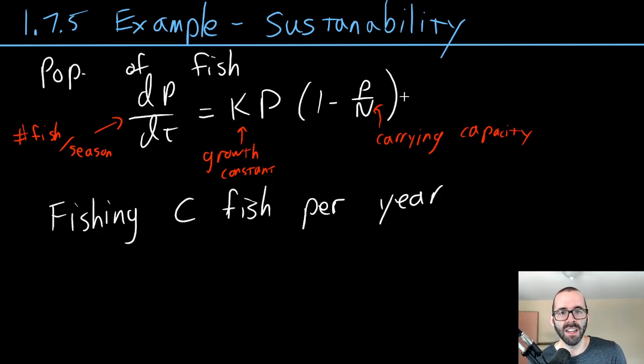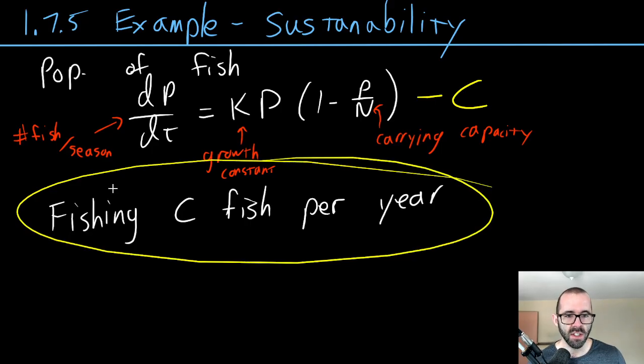Well, it's just going to be the exact same thing. We're just changing the derivative a little bit. The derivative will be exactly what it was before, but we're also losing C fish to fishing every year. And this is why modeling is so cool, why differential equations is so cool. This change is very hard to do to a solution. Like we know the logistic growth model, we've solved that a million times, maybe not you and I, but it has been solved a million times. It's hard to modify though.